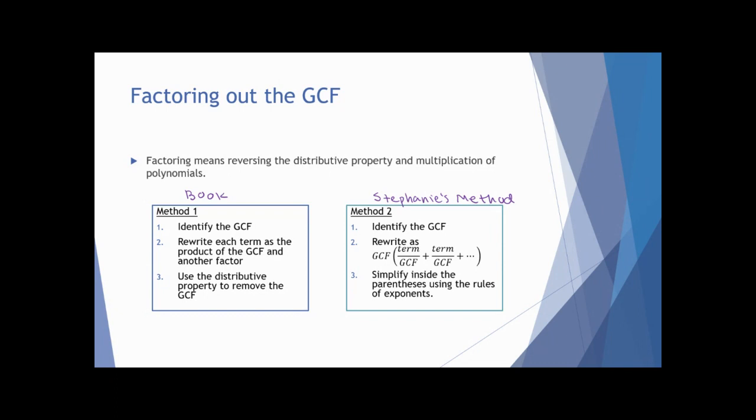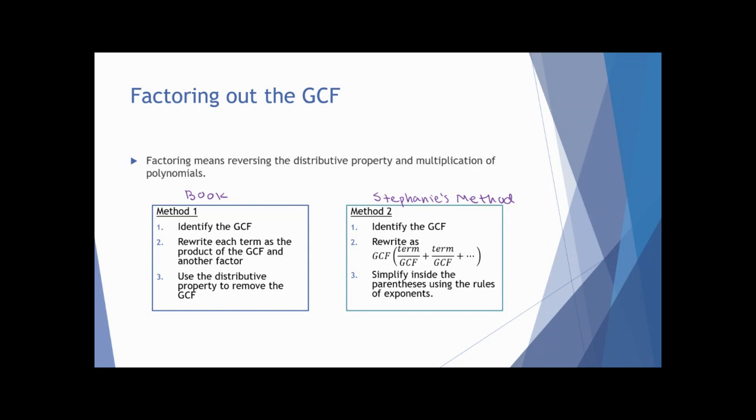So what the book does, and they both start with the same step, is you have to figure out what the greatest common factor is. Then for method one, after you've figured out the greatest common factor, you are rewriting each term so that you have the greatest common factor times something else. So it says rewrite each term as the product, and product means multiplication. So you're multiplying your GCF times something else. Then you are using the distributive property in reverse to remove the greatest common factor.